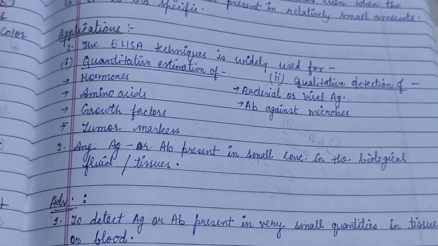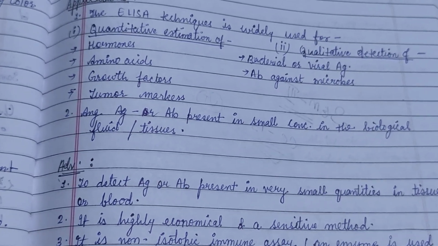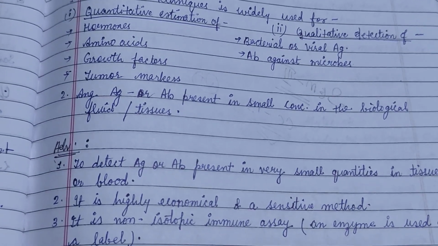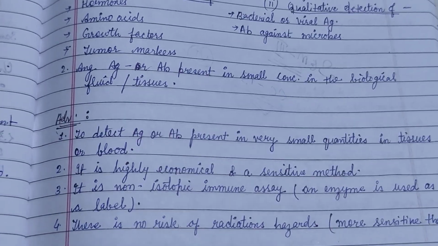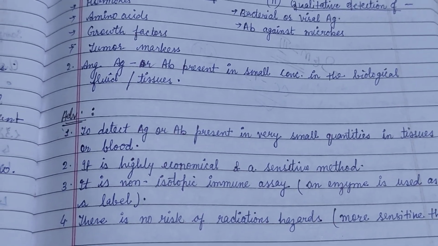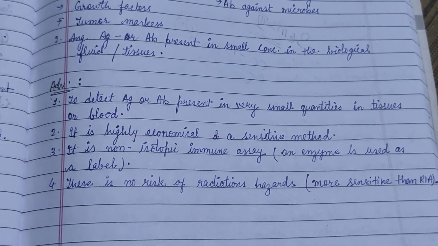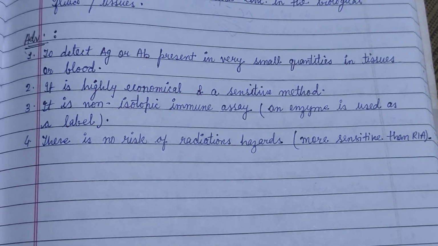So the application of ELISA is widely used for quantitative examination and qualitative detection. So quantitative examination of hormones, amino acids, growth factors, tumor markers, and qualitative detection of bacterial or viral antigen and antibody against microbes.